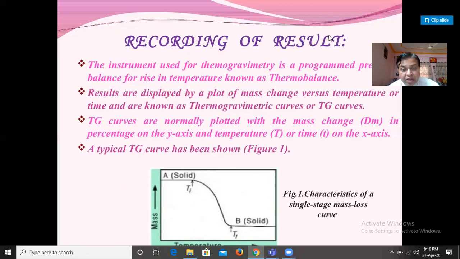After increasing the temperature, the sample undergoes various changing processes, and we study the mass change after applying the temperature. The TG curve is normally plotted with mass change in percentage on the y-axis and temperature T or time on the x-axis. A typical TG curve has been shown here in the diagram. You can go through this.